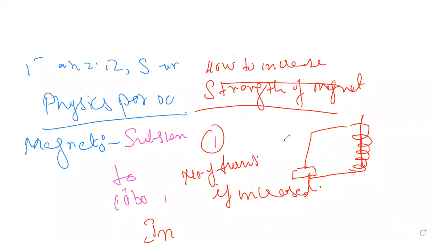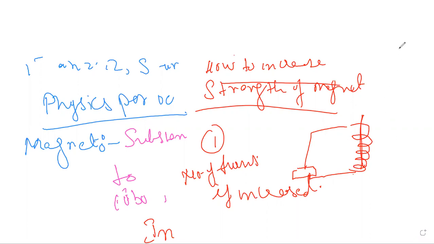Tell me one other method, it is in your book also, how to increase the strength. So one thing is we have to increase the number of turns around the coil or iron nail. And another thing is how to increase the strength? Second. Yes, beta, please.